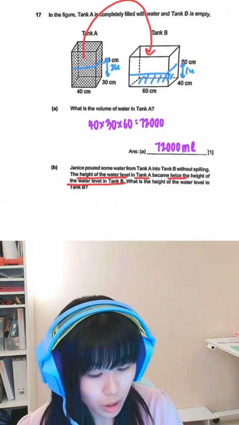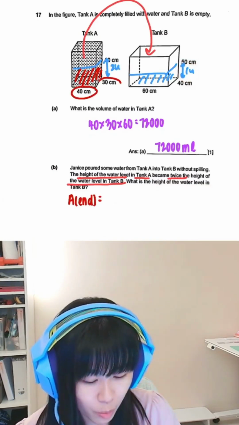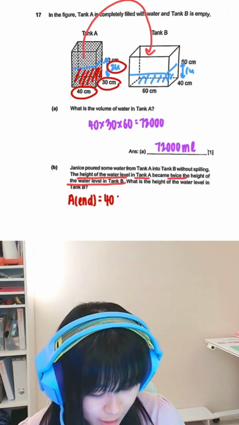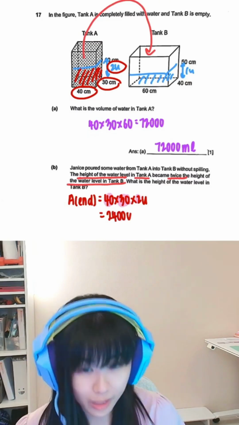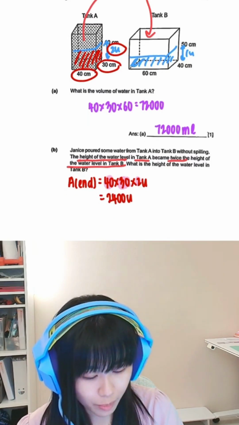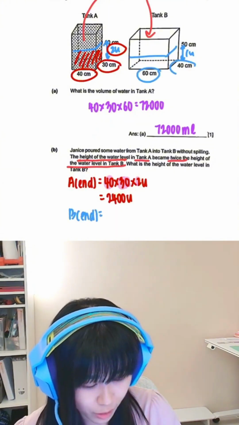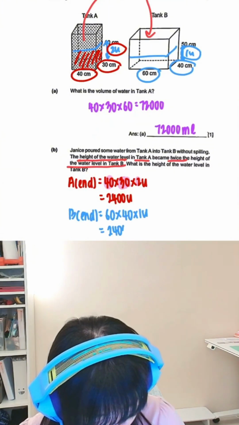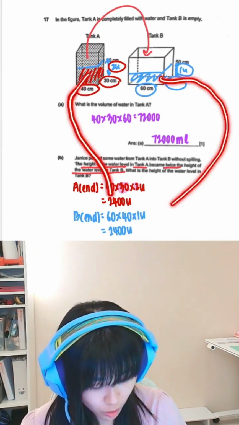So how do you do it? Number 1, go and find the volume of tank A in the end. Length times breadth times height. 40 times 30 times 2 units. 2400 units. Do the same thing for tank B here, the water. Your B in the end is going to be 60 times 40 times height of 1 unit. 2400 units. Okay? Once I get here, the water is 2400 units. Here, the water is 2400 units.